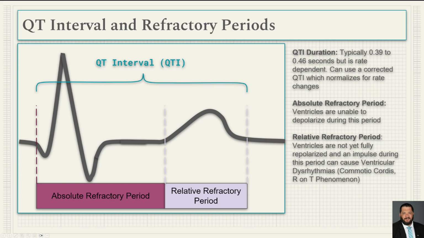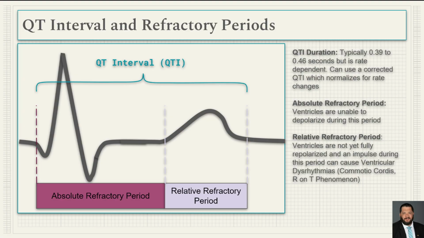Okay, next we'll talk about the QT interval. The QT interval is the duration from the start of the QRS complex until the end of the T wave, or the T wave's return to the isoelectric line. This represents the entirety of ventricular depolarization, the QRS complex, and ventricular repolarization, the T wave.